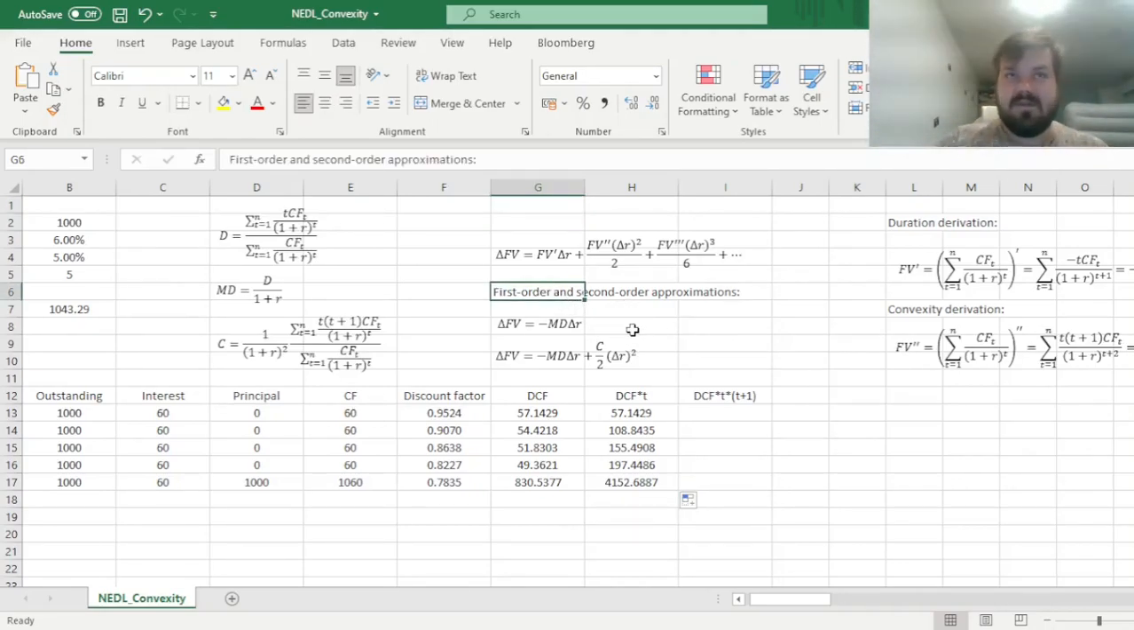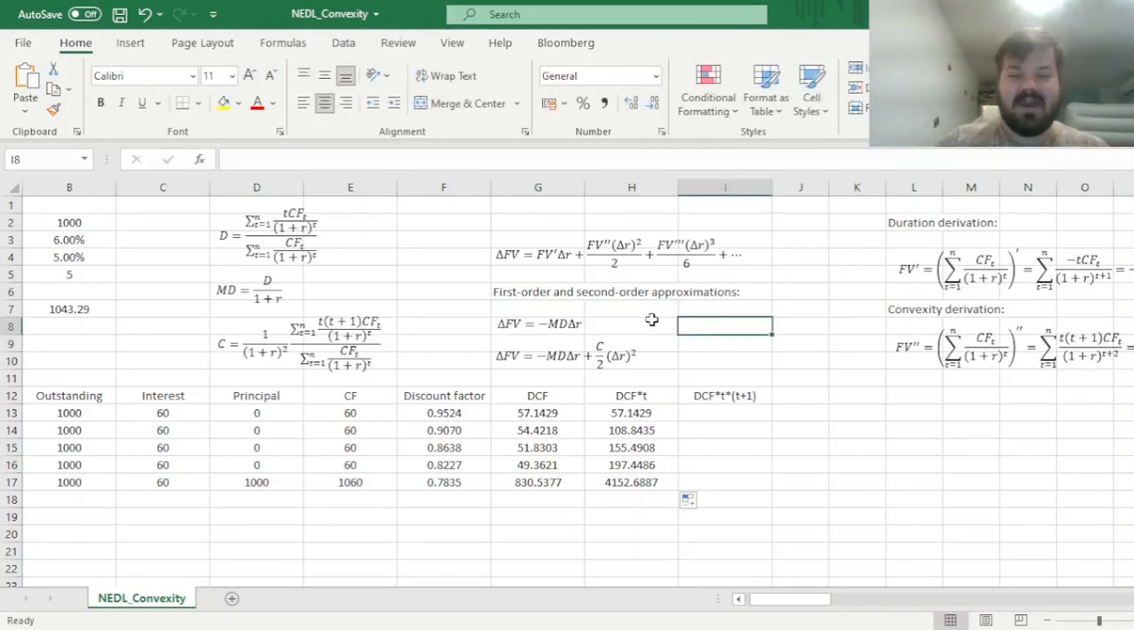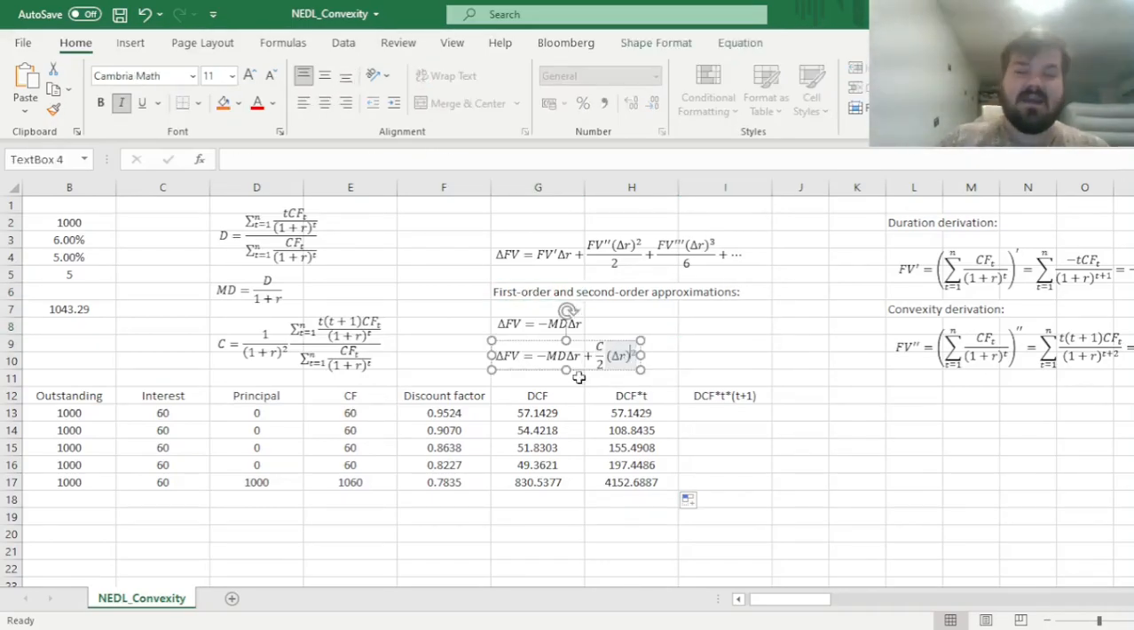When you take only the first term of this Taylor series-like expression, we have got this stylized fact that the change in bond fair value is equal to minus modified duration times the change in the interest rate R. And for the second order effects, we also include convexity. And here, just because it's Taylor series again, we have got our delta R, the change in interest rate, squared, and we have also got to divide by 2 factorial, which is just 2.